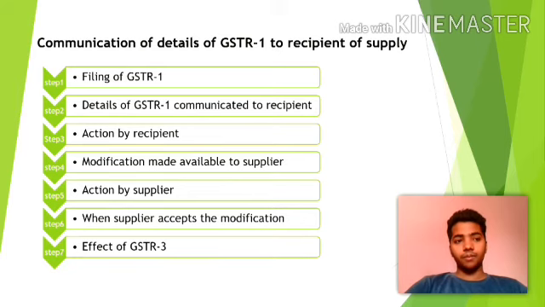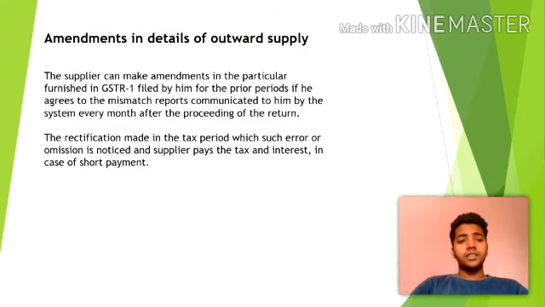Now here is our last slide, where we are going to discuss the amendments in details of outward supply. If there is any mistake in the GST return 1 on the part of recipient or supplier, then we can make changes in these details with regard to the provisions of GST return 1 under section 37. So the supplier can make changes and amendments in the particulars furnished in GST return 1 filed by him for the prior period if he agrees with the mismatch reports communicated to him by the system every month after the filing of the return.